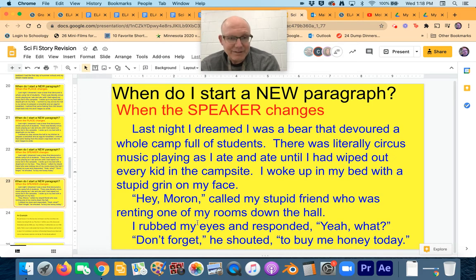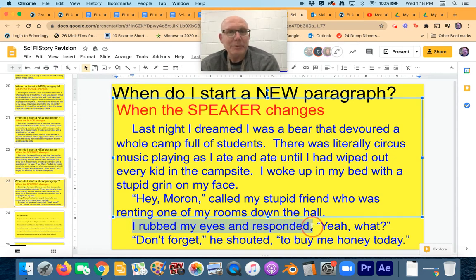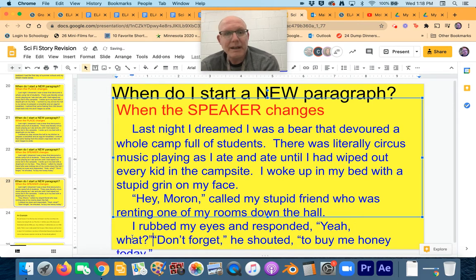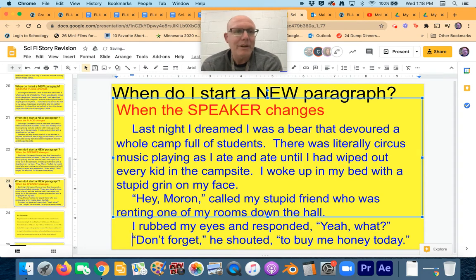That's right here, this tag is a description of a different speaker, so it becomes a new paragraph. Notice the indent. Same thing here. Don't forget, he shouted to buy me honey today. There I use my commas because it's in the middle. And I don't have a capital letter there because it's the continuation of that quote. But it's a new speaker because it's an indent. That's why we do it. If this was like this, then it would be hard to know who's speaking, but it's not like that. It's like that. So that indent helps us.